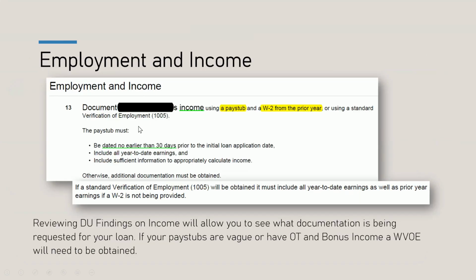Your employment and income. A lot of the time it does call out for just a pay stub, meaning one pay stub and a W-2. We are requesting a minimum of 2 or 30 days only because of our investors when we go to sell it. We have gotten away with doing one W-2 from the prior year, but keep in mind if you are using overtime or bonus, we want to obtain a VOE, because that's the only way we can go ahead and use it.